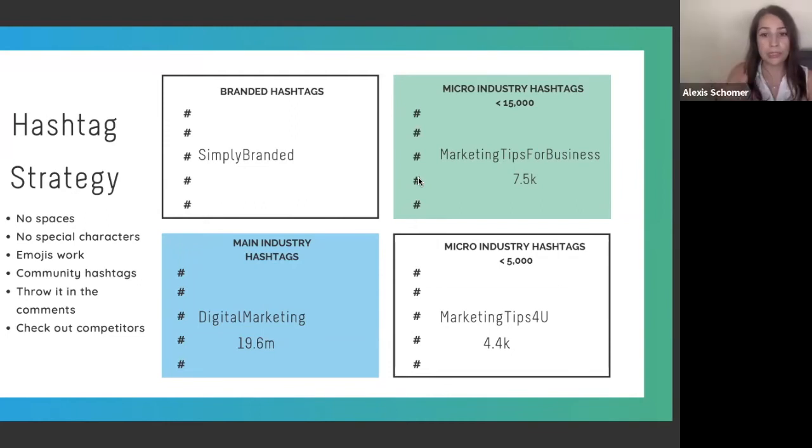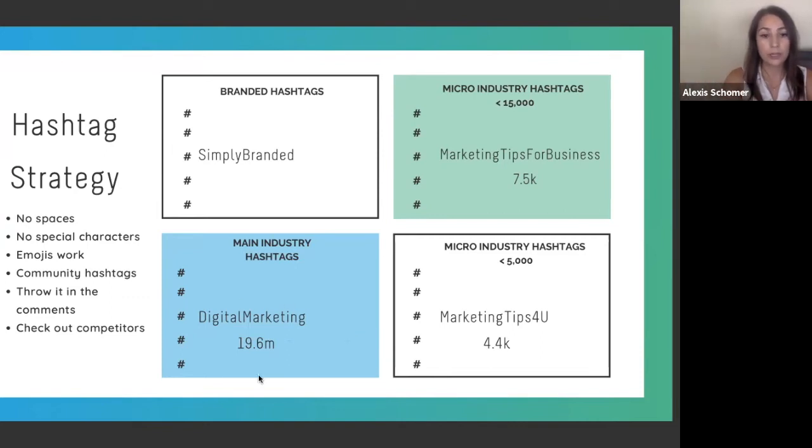You should at least have four different categories: main branded hashtags, main industry hashtags, and then 2 micro industry hashtags. The reason for this is that if you are just using the main industry hashtags, you're going to get lost in the mix, especially if you're a smaller account. For example, if I'm using hashtag digital marketing with 19.6 million posts, there's a 0% chance that I'll rank in the top 1% so that I'll be shown to people.